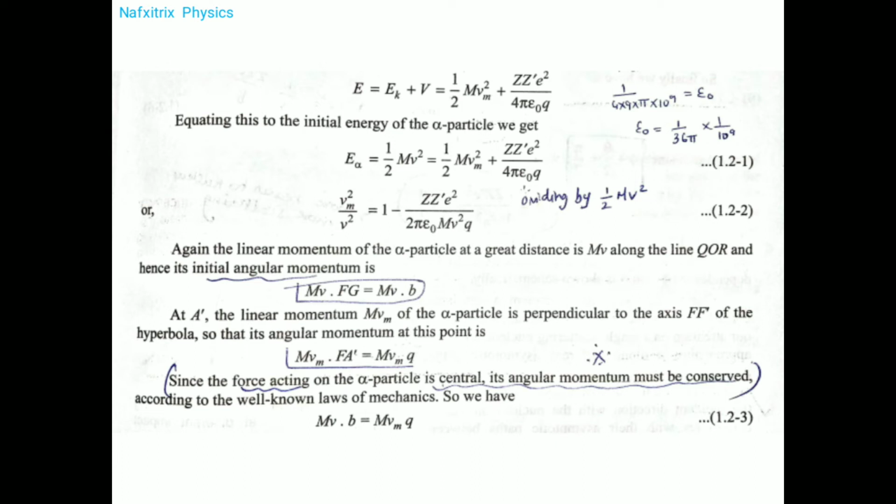Again, the linear momentum of the alpha particle at a great distance is mv along the line qr. So this needs to be understood.